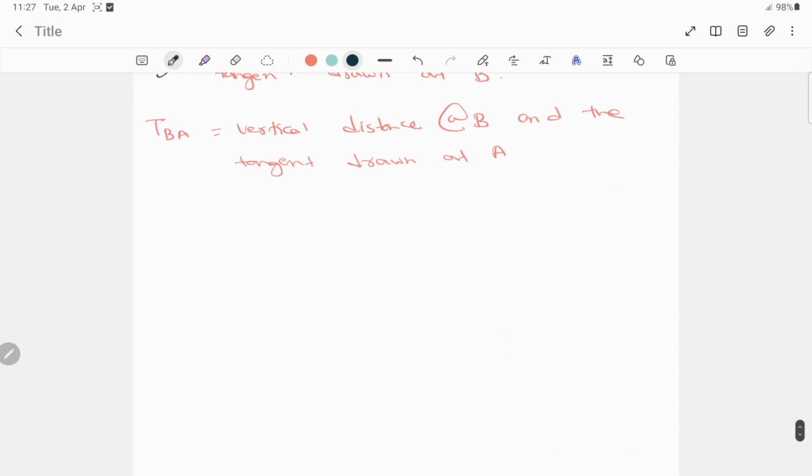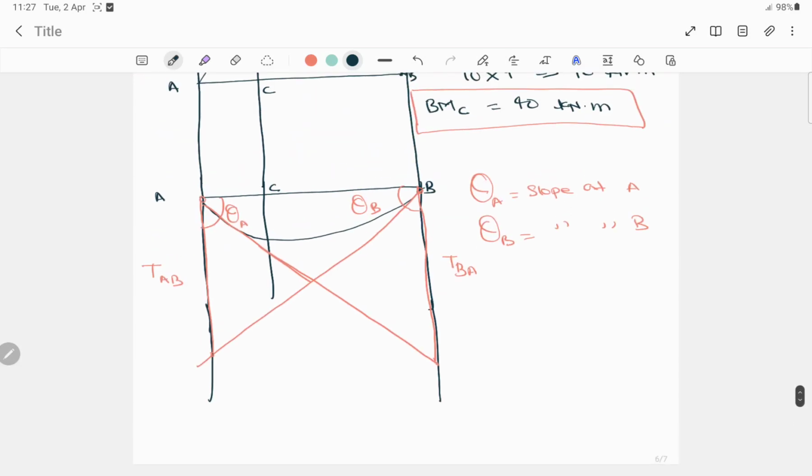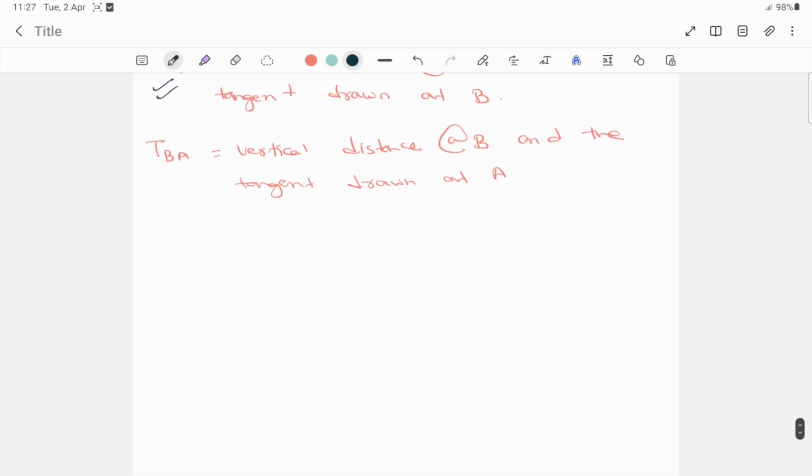Okay, I'll draw this M by EI diagram again. So it was like this, right? It was like this, and this is C point, this is A and B. So we'll draw an imaginary line here.